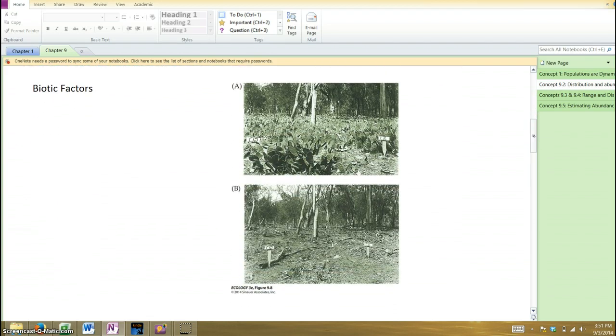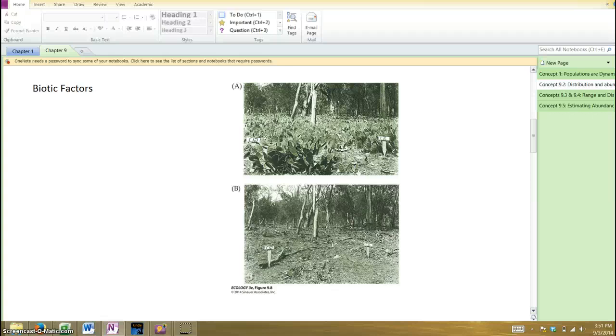Of course, biotic factors can influence distribution and number of individuals in a population. Here's an example. This is the Opuntia cactus, this prickly pear cactus, and this is in Australia. It's non-native to Australia. It was introduced there, and it kind of went crazy and was growing everywhere and became a pest, sort of like kudzu here in the southeast United States.